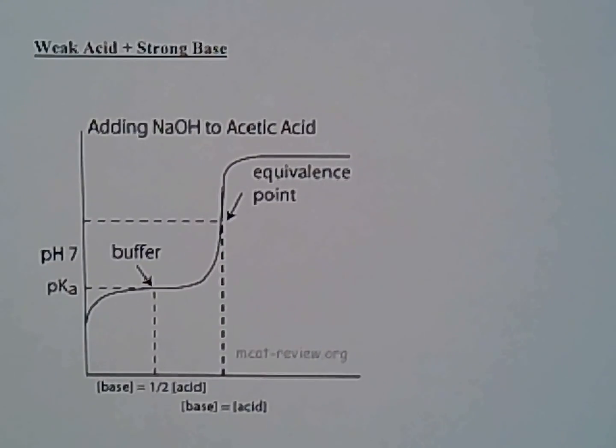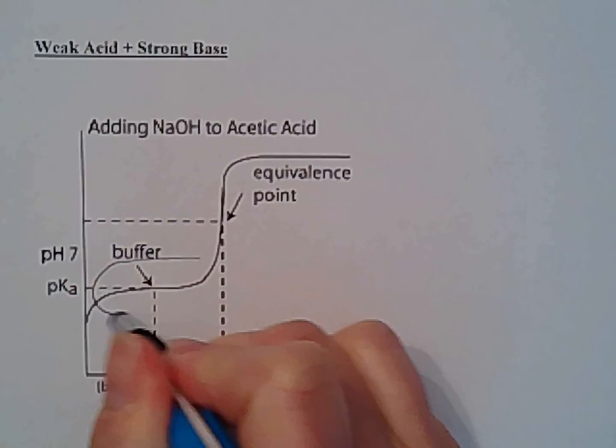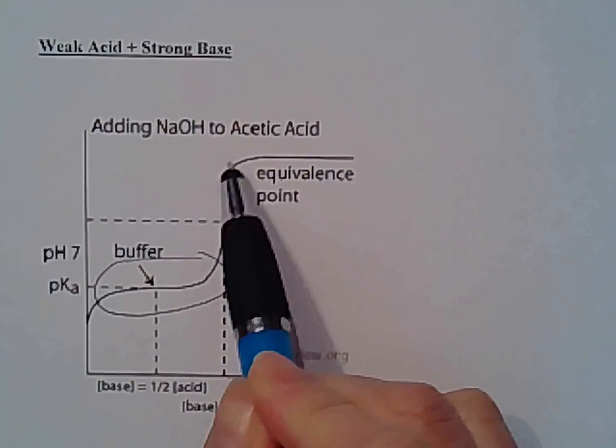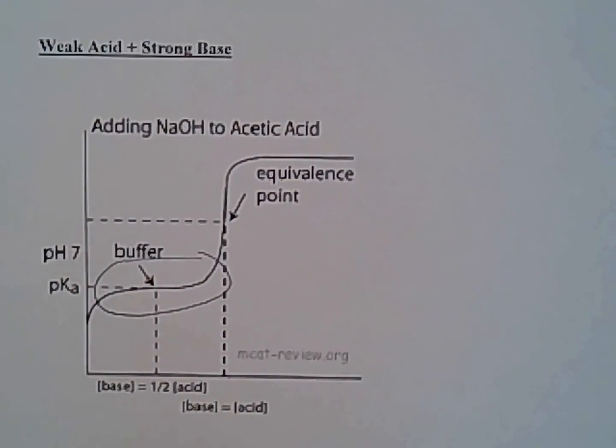And this curve looks pretty much the same except for this region here, which is called the buffer region. And I'll explain what that means. The equivalence point is going to be in the same spot, but the curve itself is very different. So again, I will come back to this as we go.